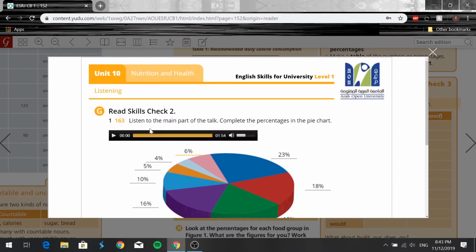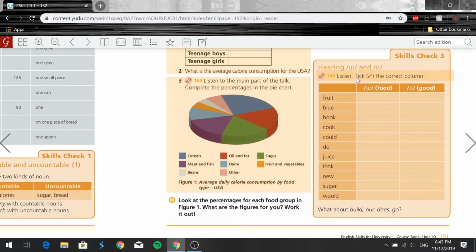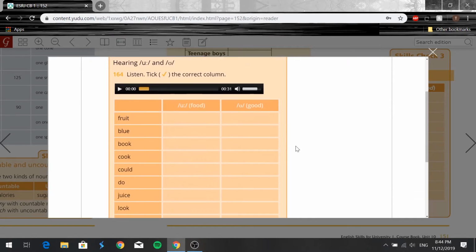Okay, so that was exercise G. Now let's move on. Here we have hearing. So let's do this pronunciation check. Here we have listen and tick the correct column. So here we have 2 different sounds for double O.